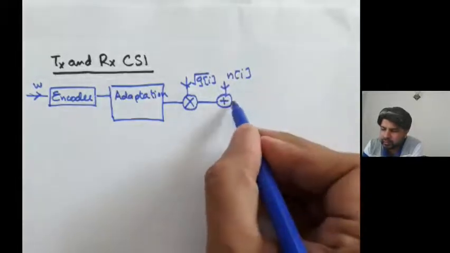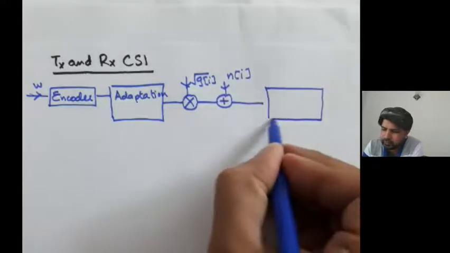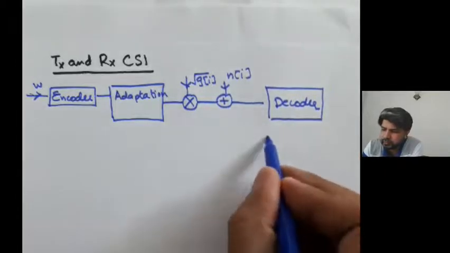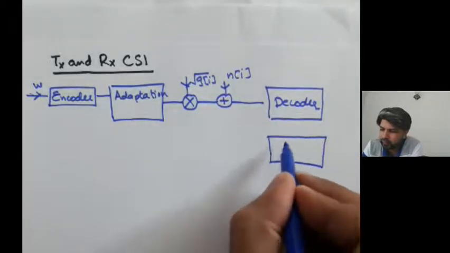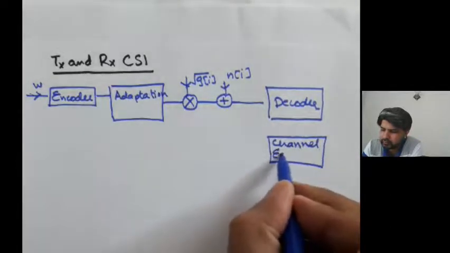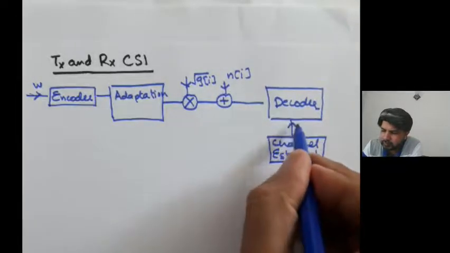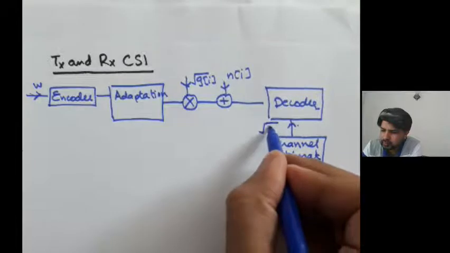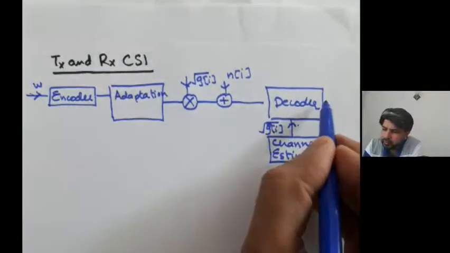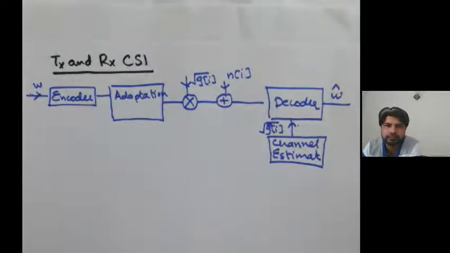And at the receiver end, there would be a decoder, like always, which would take help from the channel estimate, root G hat sub I, and it would try to decode what was transmitted. Let's call it W hat.